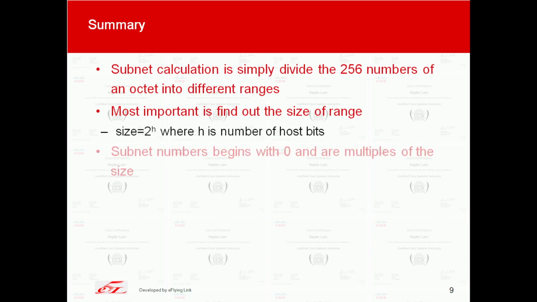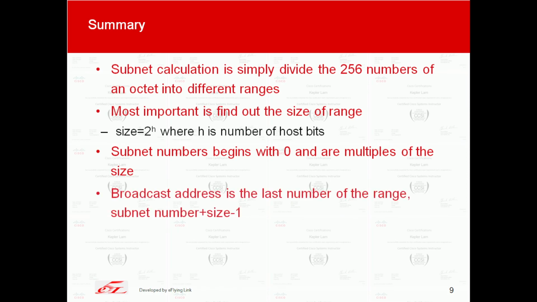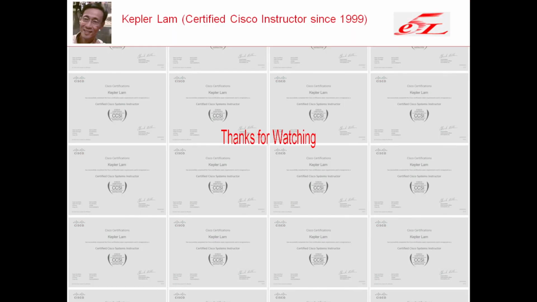The subnet number simply starts with 0 and then you add the size one by one. That means the subnet numbers are the multiples of the size, while the broadcast address is the last number of the range. Or you can use the subnet number plus the size minus 1 for the corresponding broadcast address of that particular subnet.